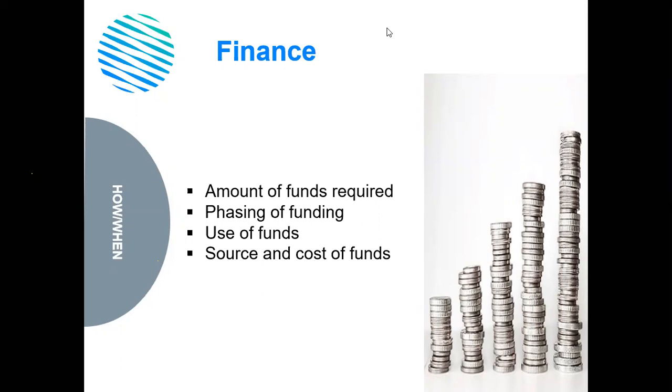On use of funds, the business case should set out clearly how the funds are going to be used. It's fairly simple. And on source and cost of funds, how a project is funded is very much dependent on the circumstances of the bidder and any partner they team up with. Funding could be from existing resources, but that's obviously the easiest if you have enough capital available. It could be from new equity, or it could be debt.